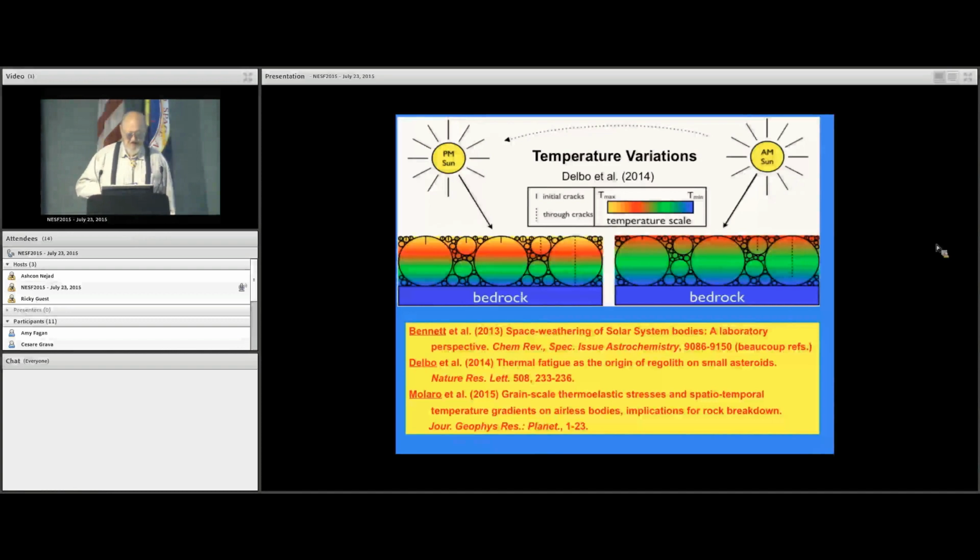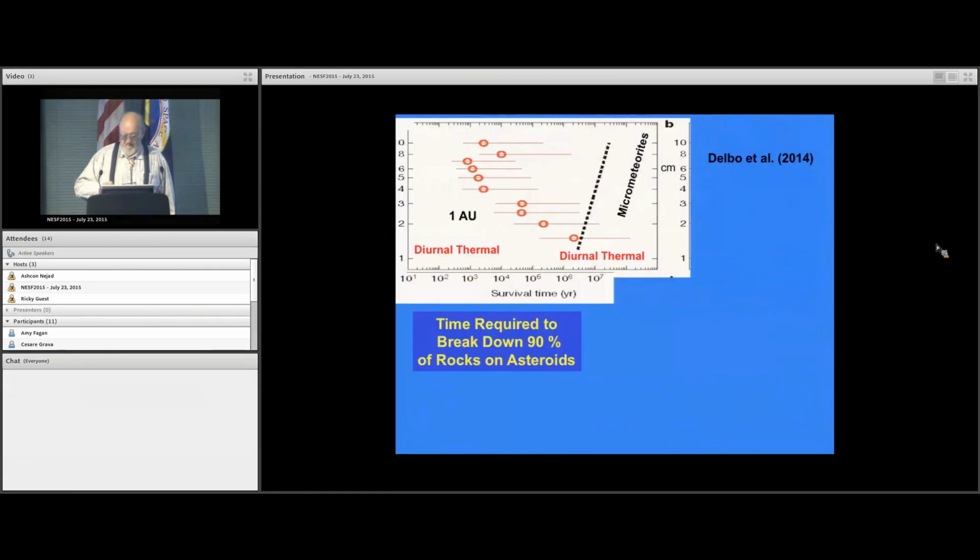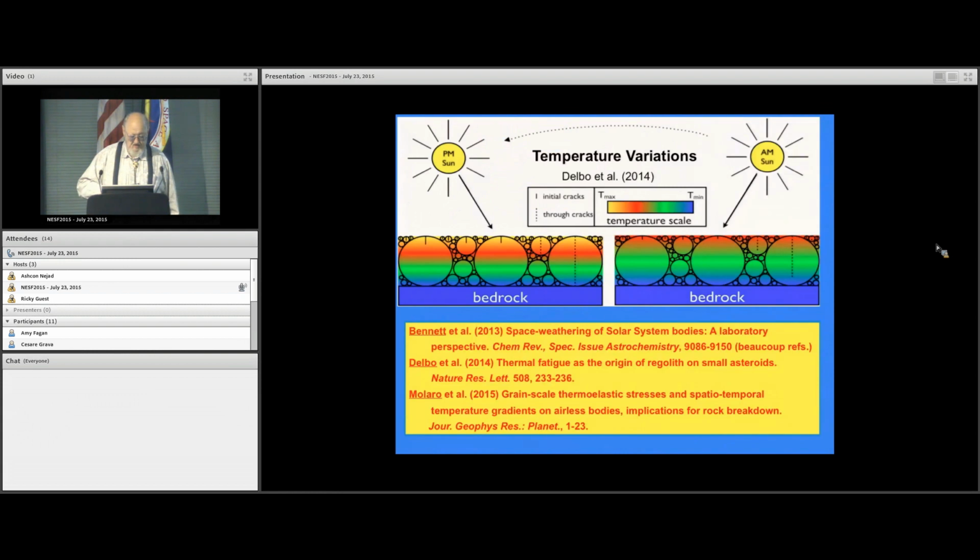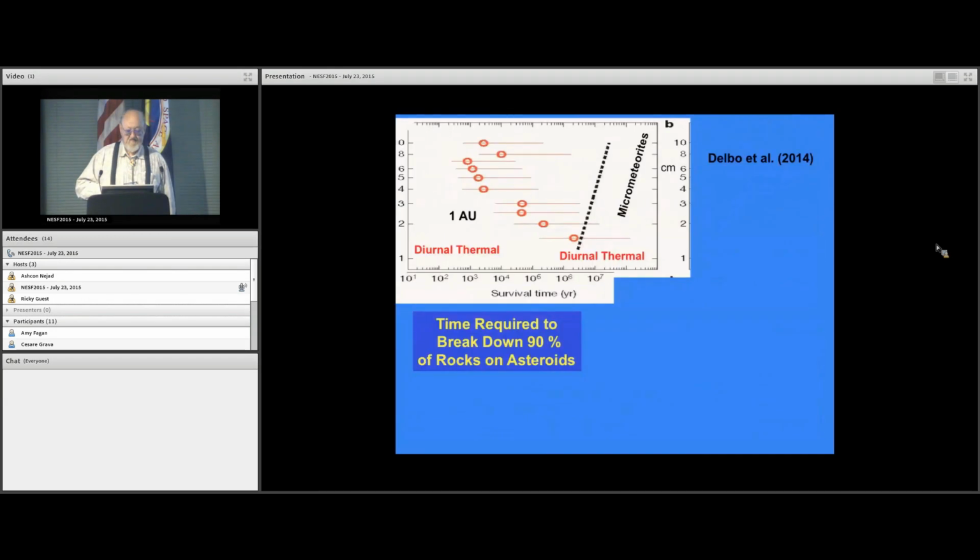Delbo is the one who really started this thing with thermal fatigue. Jamie Malero has this paper in 2015. She actually got her start with Chris McKay here on campus, and she was working on this thermal processing of soil particles on Earth, and then she took it into a whole study on the elastic properties, thermoelastic properties in the modeling.